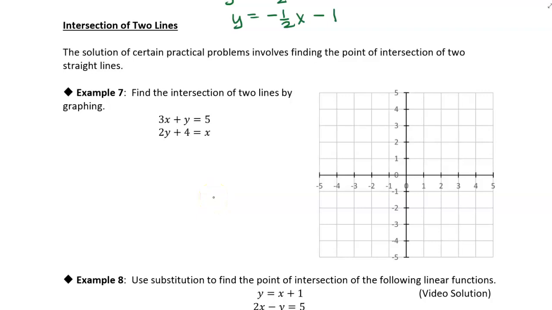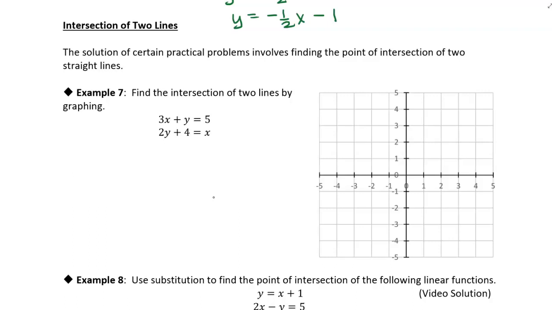The next thing we're going to do is find the intersection of two lines. And in this example 7, we're going to do it graphically, just so you can get a visual in your head of what we're actually doing here. So I have the equation of two lines: 3x + y = 5 and 2y + 4 = x.